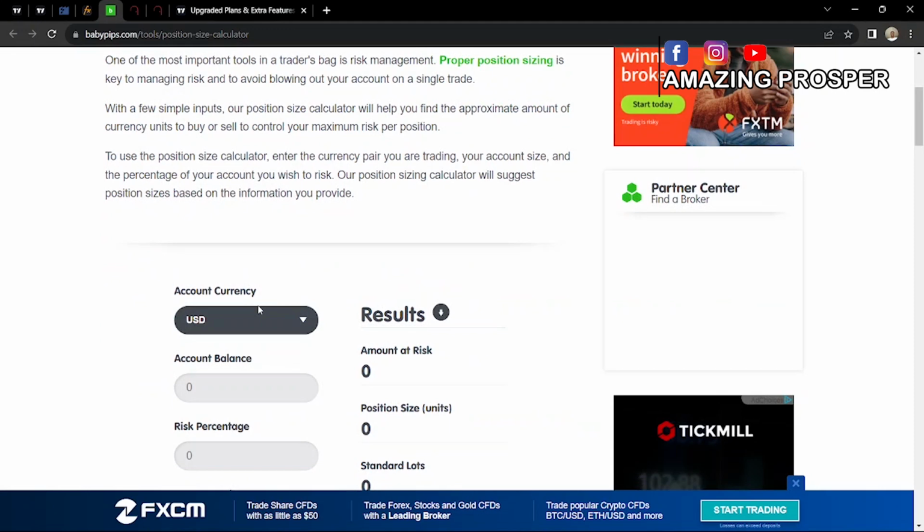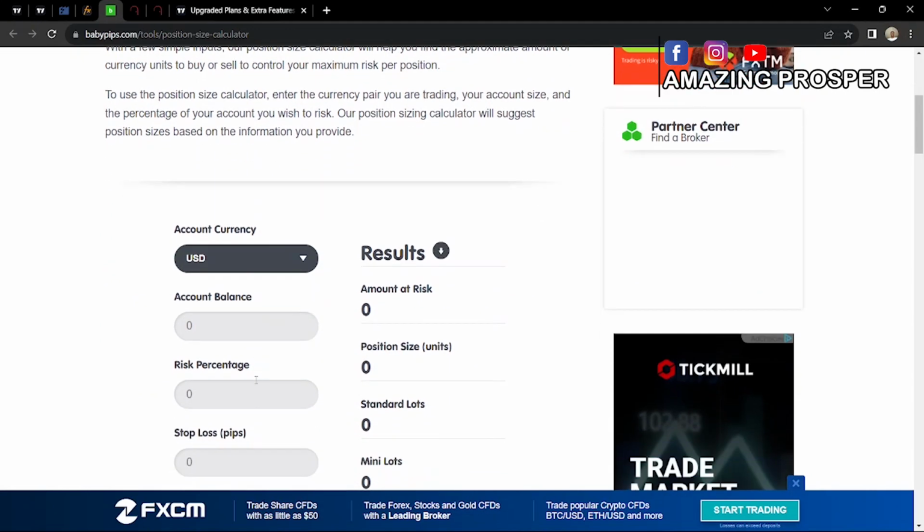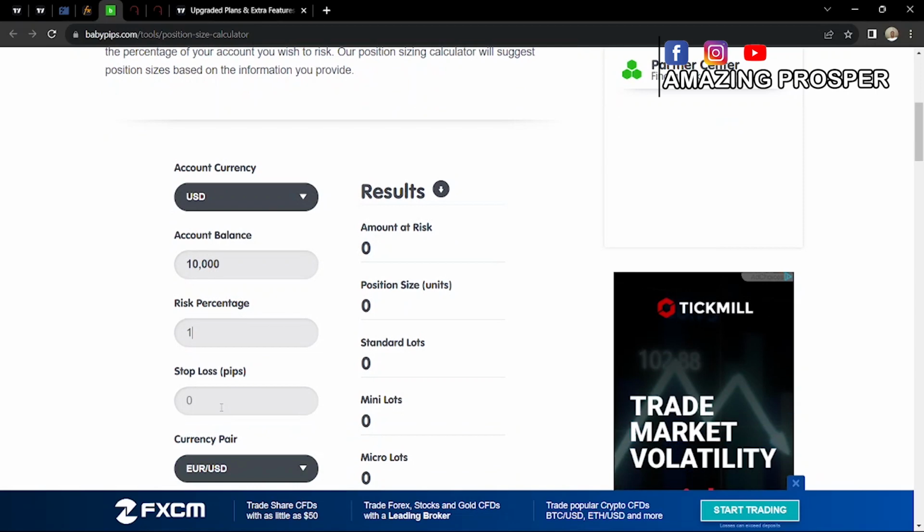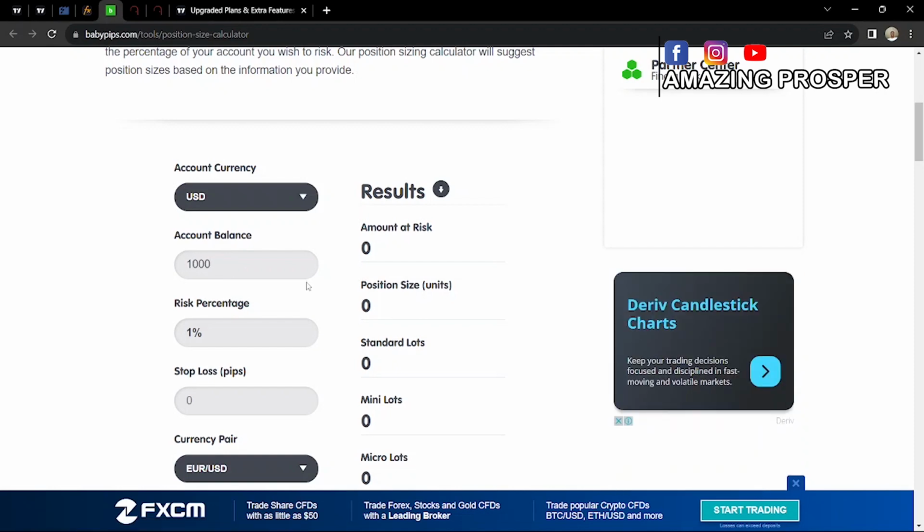So for example, you are trading a GBP USD pair and you have a $1,000 account. You put your $1,000 over here, and you say you want to risk only 1% of your account. Sorry, this is 10,000, this is a mistake. It should be 1,000. You also need to understand how many pips you are going to risk.